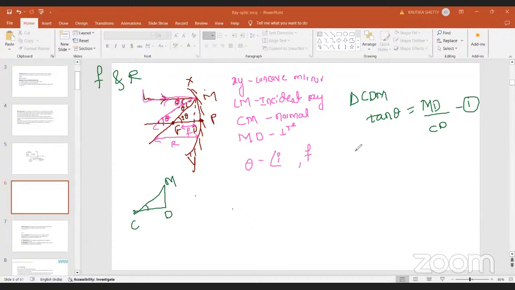Now from the triangle FMD, tan 2 theta is equal to... Now we consider this triangle. This is theta, this is 2 theta and this is FDM. So from this triangle, tan 2 theta is nothing but MD divided by FD. This is equation 2.